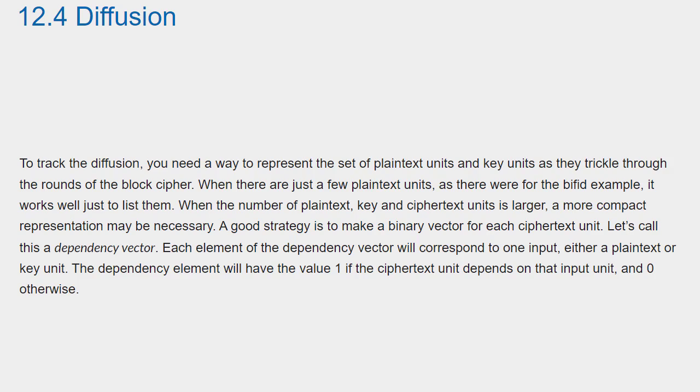When there are just a few plain text units, as there were for the bifid example, it works well just to list them. When the number of plain text, key, and ciphertext units is larger, a more compact representation may be necessary. A good strategy is to make a binary vector for each ciphertext unit. Let's call this a dependency vector. Each element of the dependency vector will correspond to one input, either a plain text or key unit. The dependency element will have the value 1 if the ciphertext unit depends on that input unit, and 0 otherwise. When two or more input units are combined to form an output unit, their dependency vectors are ORed together to form the dependency vector for the output unit.